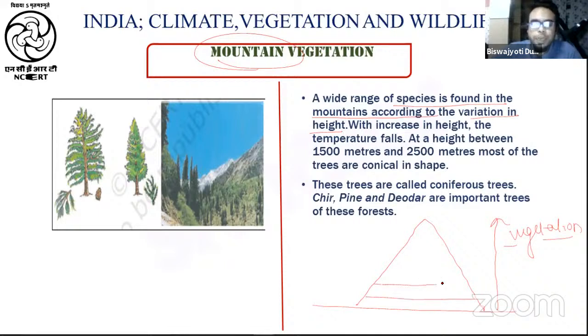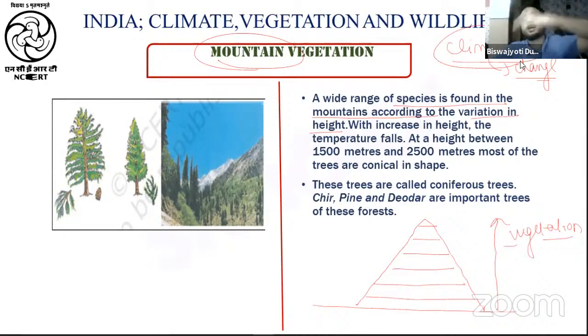Because as we keep on increasing the height or as we climb up, what happens? Your climatic conditions will change. And if you remember, again, go back, your natural vegetation depends on what? It depends upon your climatic factors, right? So as we increase the elevation, your climatic conditions also change, and therefore your natural vegetations will also keep on changing, right? So with increase in the height, your temperature will start to fall, and at a height between 1500 meters to 2500 meters, most of the trees are conical in shape, fine. And the trees are called your coniferous trees, and your examples would include your cheer, pine, deodar. Understood? Very, very important.